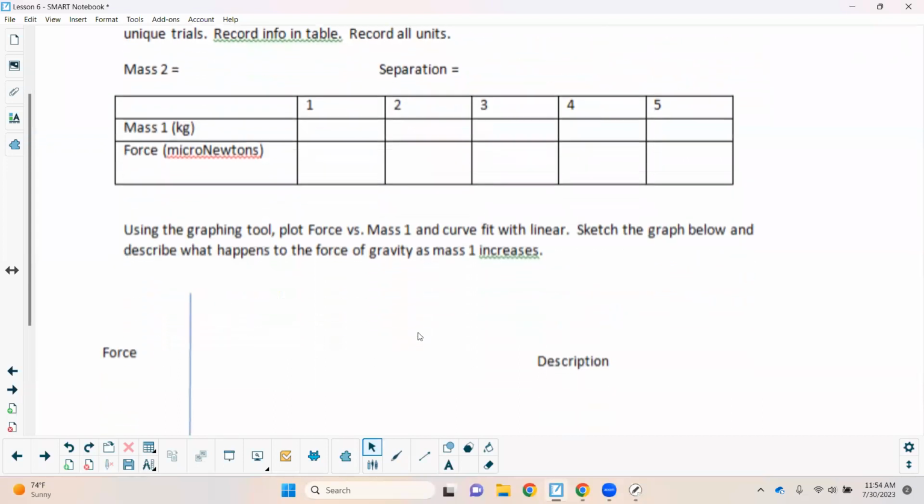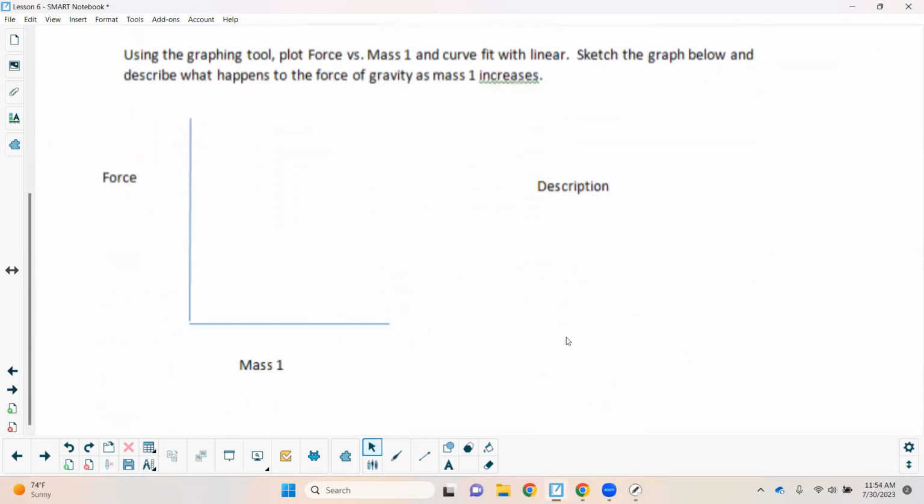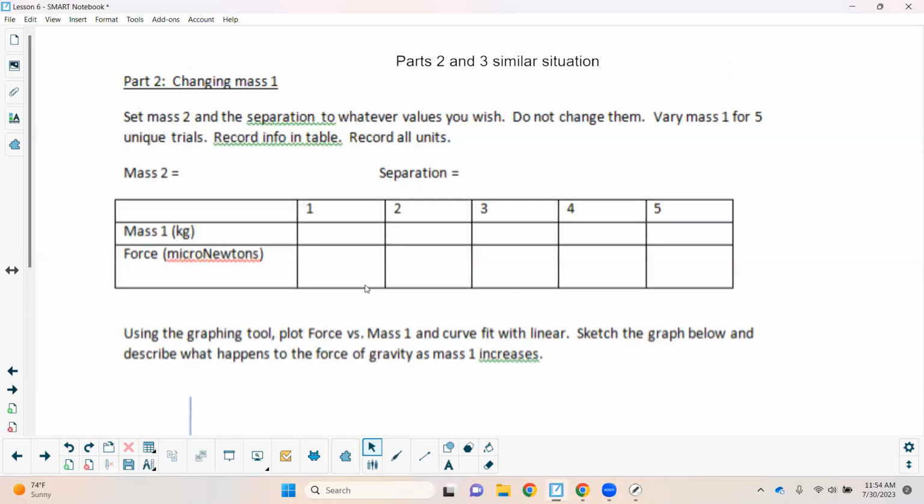Again, you're going to graph it. You're going to write a description, and then for part 2, or part 3, excuse me, you're changing mass 2. So you're going to set mass 1 to be whatever the number is, the separation to whatever the separation is, and then this will be mass 2, and you're going to see the relationship there. So that is what you're trying to do, and I will stop the video there.